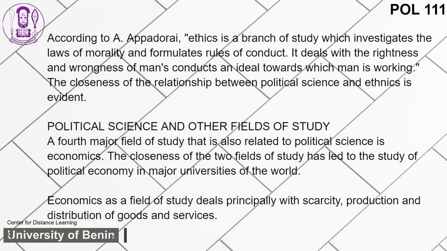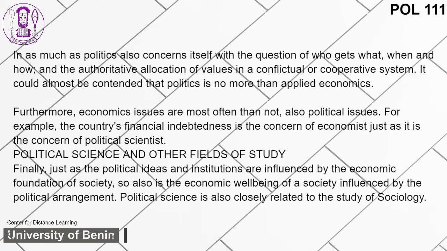A fourth major field of study that is also related to political science is economics. The closeness of the two fields of study has led to the study of political economy in major universities of the world. Economics as a field of study deals principally with scarcity, production, and distribution of goods and services. Inasmuch as politics also concerns itself with the question of who gets what, when, and how, and the authoritative allocation of values in a conflictual or cooperative system, it could almost be contended that politics is no more than applied economics.